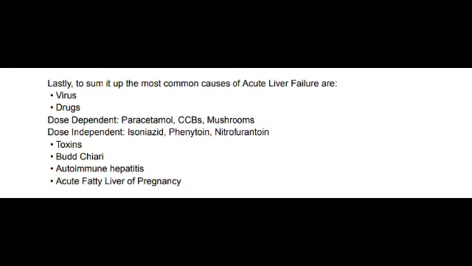Now finally, to sum it up, let us look at the most common causes of acute liver failure. First one is viral hepatitis, then comes the drugs. Some of these drugs cause dose-dependent hepatitis, such as paracetamol, calcium channel blockers, and mushrooms, whereas dose-independent hepatitis can be caused by isoniazid, phenytoin, and nitrofurantoin. Then are the toxins, then Budd-Chiari syndrome, autoimmune hepatitis, and lastly there is the acute fatty liver of pregnancy.